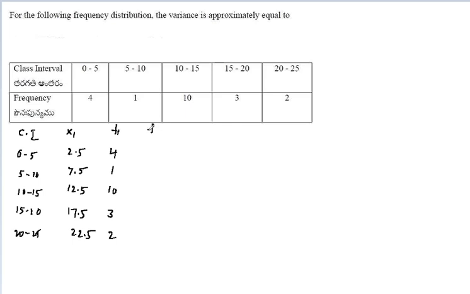Now we find fi into xi. So multiplying these two, 2.5 into 4, that is 10. 7.5 into 1, that is 7.5. 12.5 into 10, that is 125. So 17.5 into 3, and that is 52.5, and 2 into 22.5, that is 45. And find xi square.